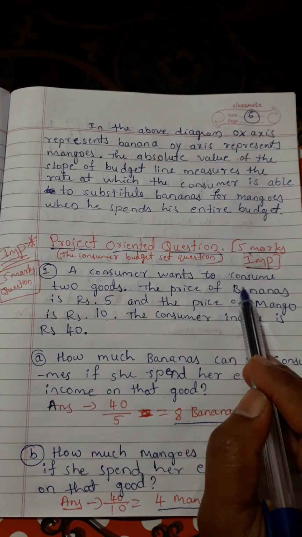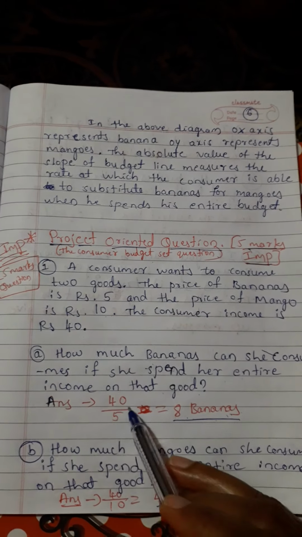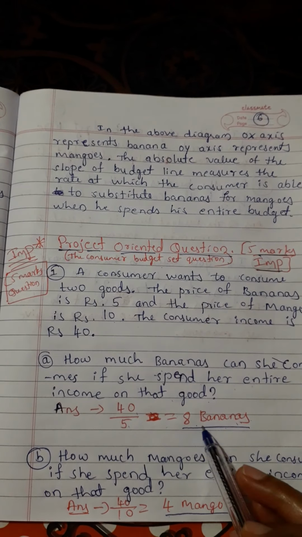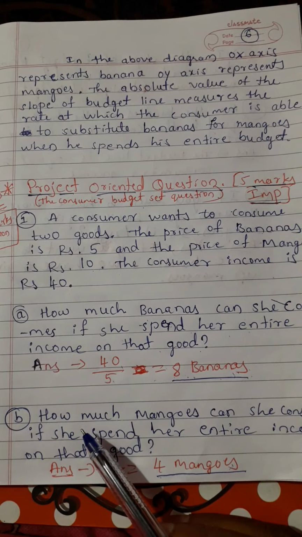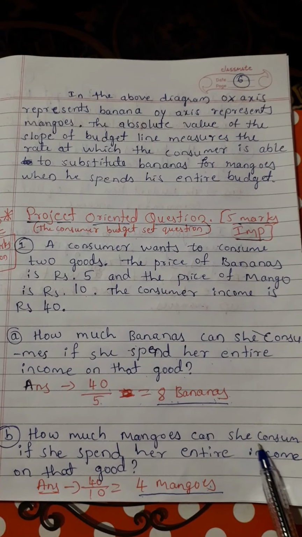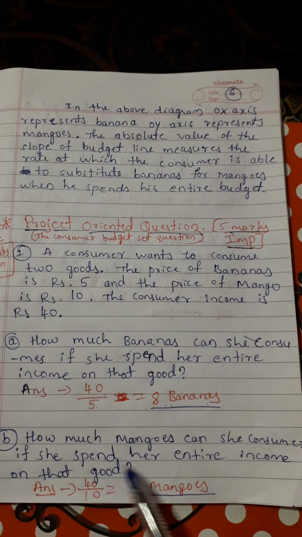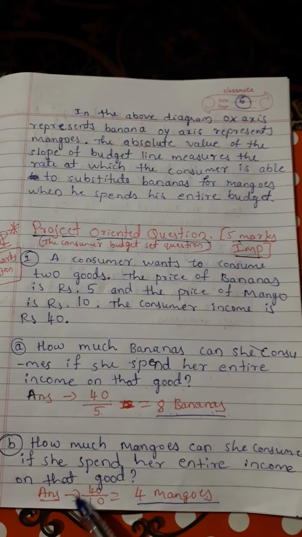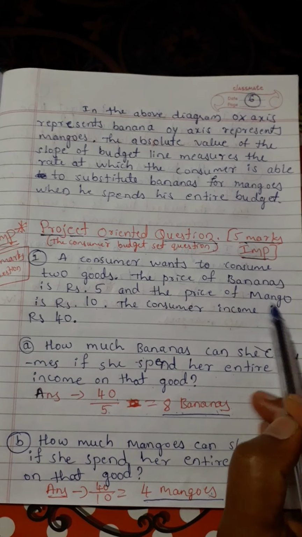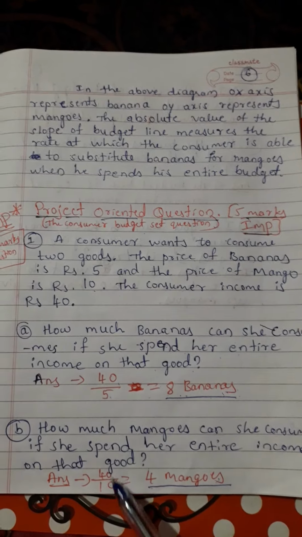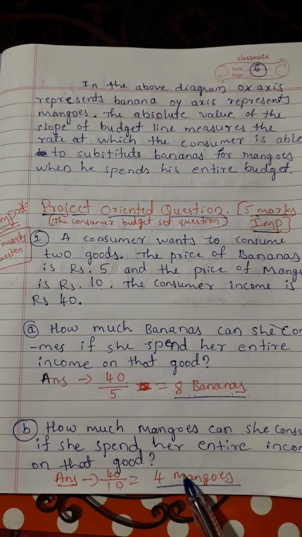The banana price is 5 rupees. 40 divided by 5 is equal to 8 bananas. Answer is 8 bananas. And second question: how much mangoes can she consume if she spends entire income on the good? Income is 40 rupees, mango price is 10 rupees. 40 divided by 10 is equal to 4 mangoes.